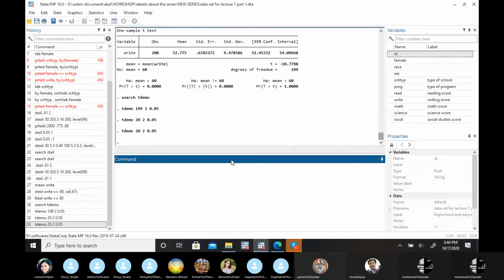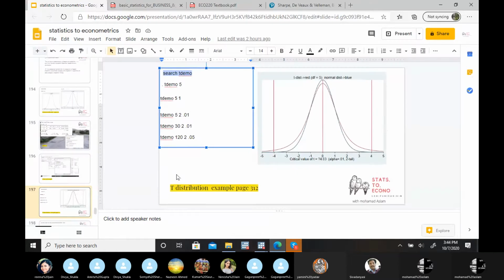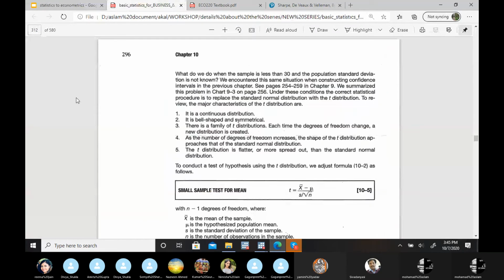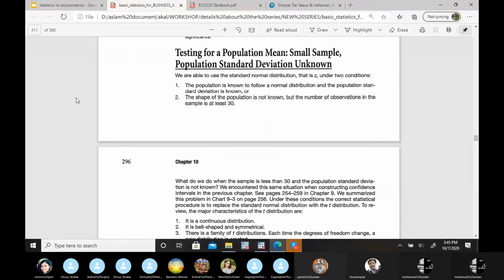So this is a case of a one sample test. If you want to do this with the textbook example, then it's page number 312. Yeah, this is the case. When you have a small sample and population standard deviation is unknown, then you have to use the t-test.